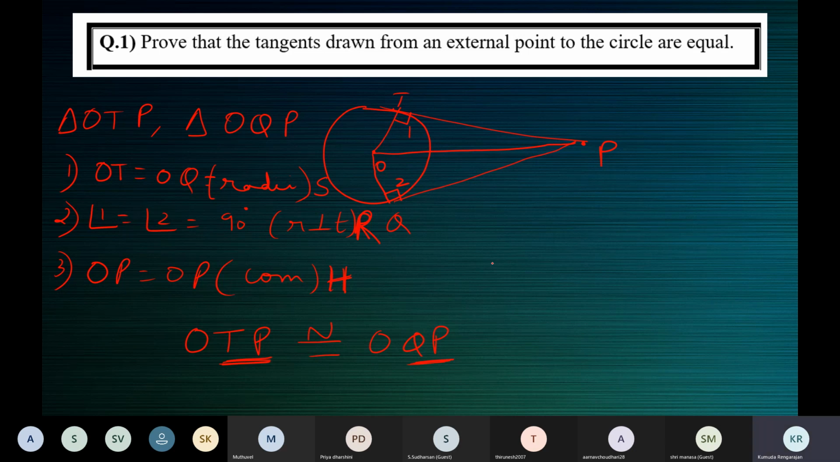Yes, children, quickly make a note of this. So you must say given circle with center O. P is a point lying outside the circle. PT and PQ are tangents from this external point to the circle. And then join OT, OQ and OP. Will not give you a long time. Write it fast.